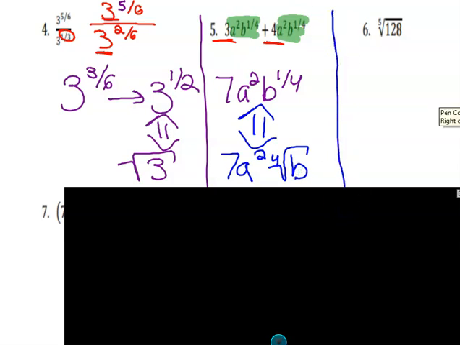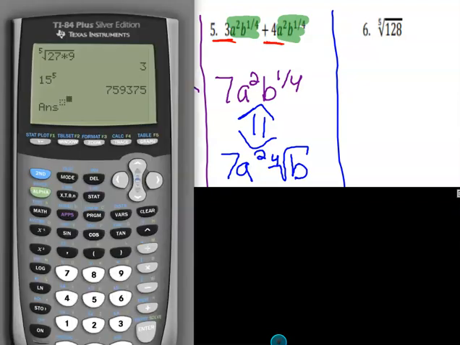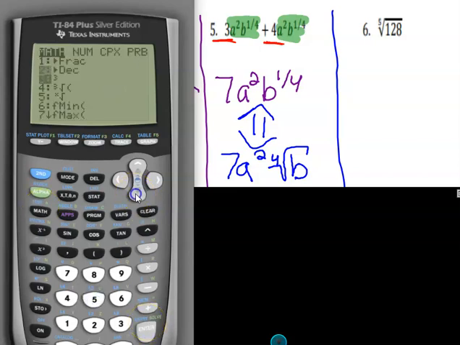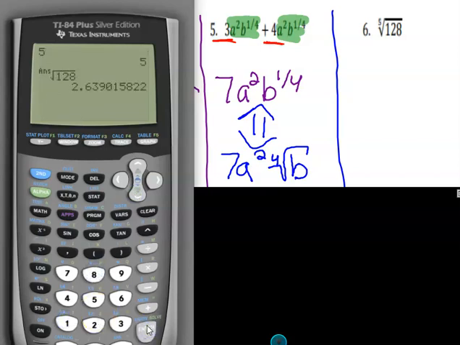All right, so 5 times the 5th root of 128. So what you could do is plug it into the calculator and see if it goes in evenly. Okay, so here we go. 128, 8, and it gives me a crazy answer. So this is what I do.